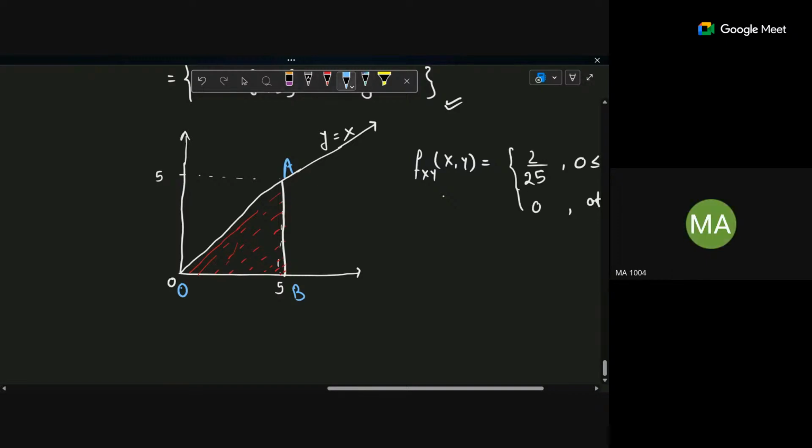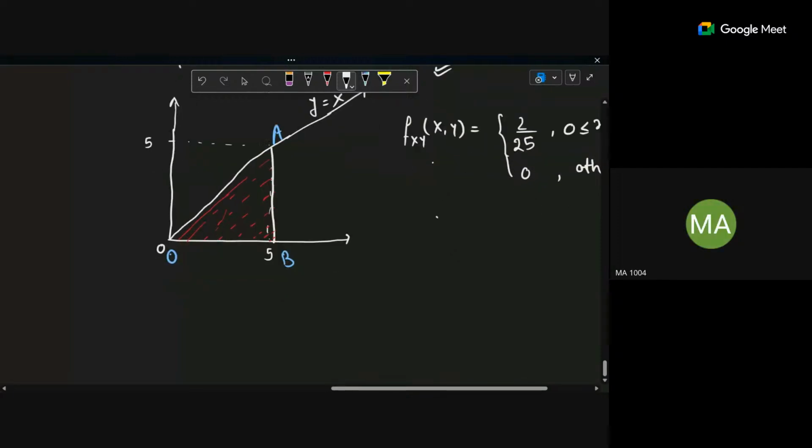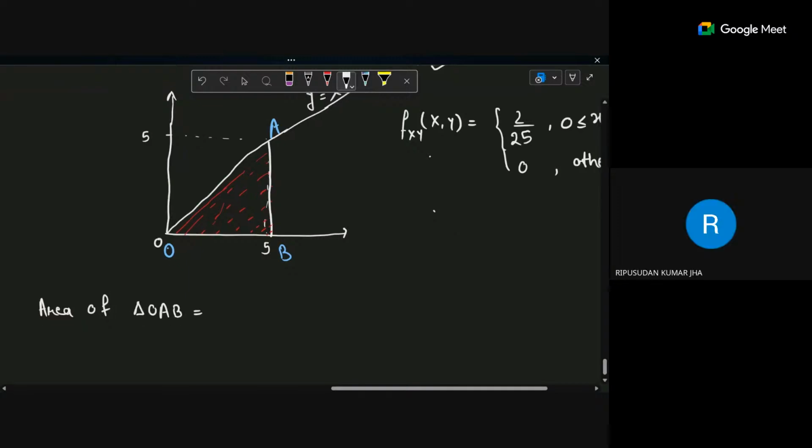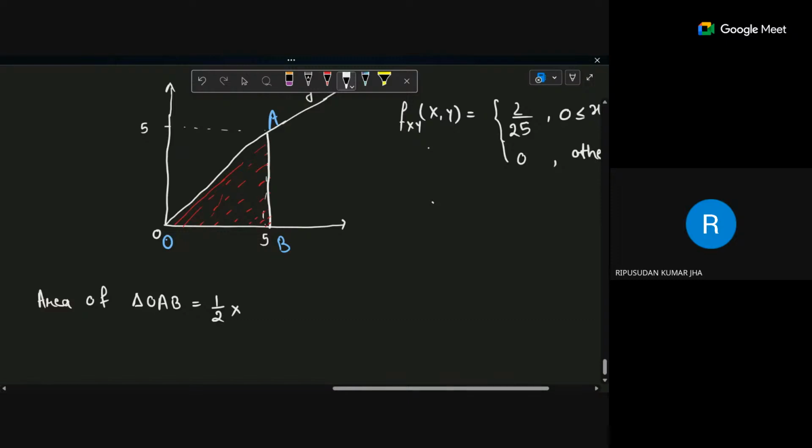So can anyone tell me what the area of triangle OAB will be? Area means the triangle formula: half into base into height. Half into 5 into 5. So that is 25 by 2.